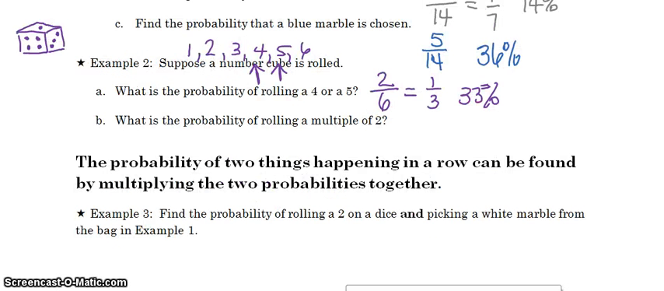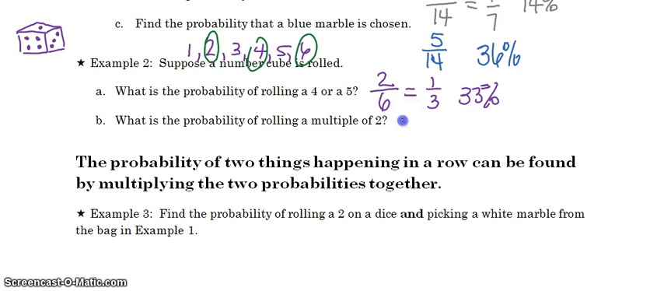Our next problem says, what is the probability of rolling a multiple of 2? A multiple of 2, an even number. So let's erase these arrows. Now we're looking for even numbers. Well, 2 is an even number or a multiple of 2. 4 is even, and so is 6.